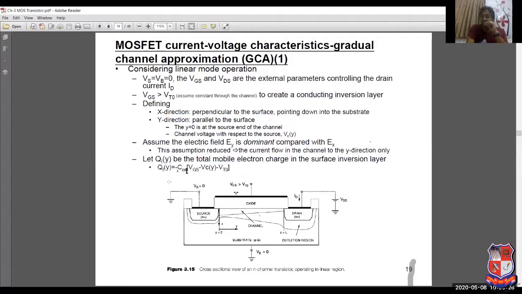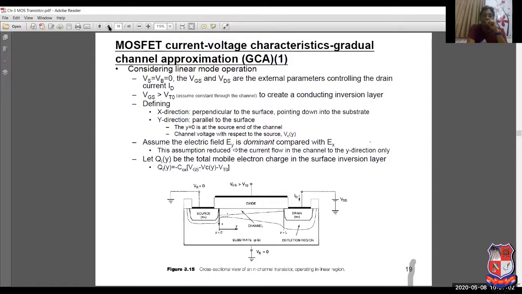So what is the charge? The value of charge is capacitance times voltage. We are considering the charge in the channel, so this is minus COX. Why is the negative sign there? Because this is an n-channel, so the carriers, the charges, are basically electrons, therefore the negative sign. So QI(y) is minus COX into what voltage? The voltage is VGS minus VT minus the channel voltage, which is a function of y. So VGS minus VC(y) minus VT0. This is the voltage which is there in the channel.